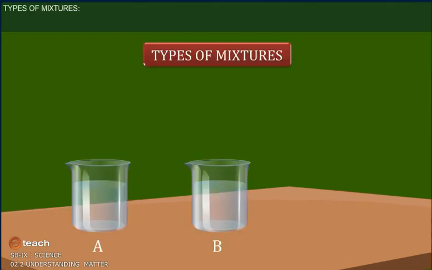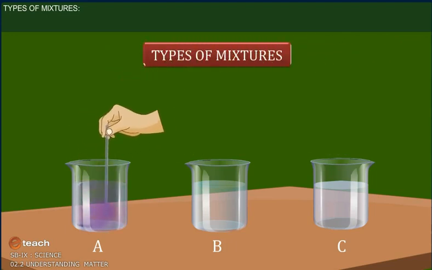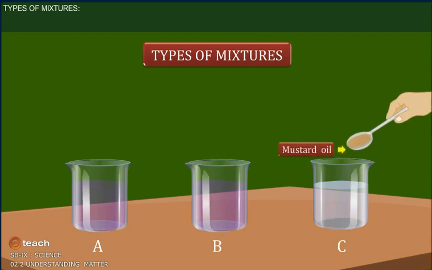Types of mixtures. Take three containers, name them A, B and C. Add half teaspoon of KMnO4 in 100 milliliter water in container A. Add half teaspoon of KMnO4 and half teaspoon salt in container B. Add half teaspoon oil and 100 milliliter water in container C. Mix the given substances. Record the observations.